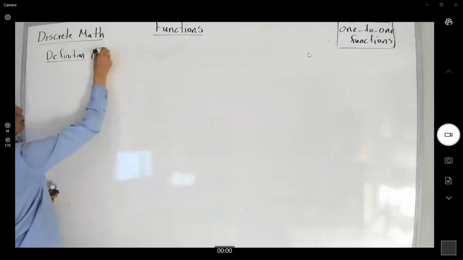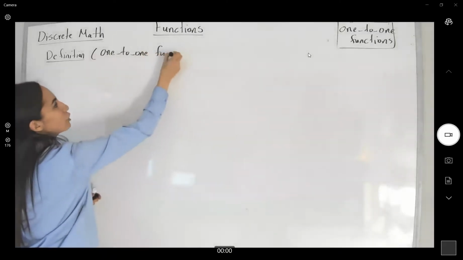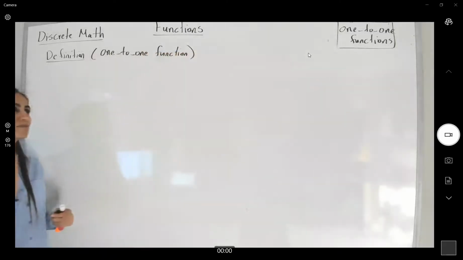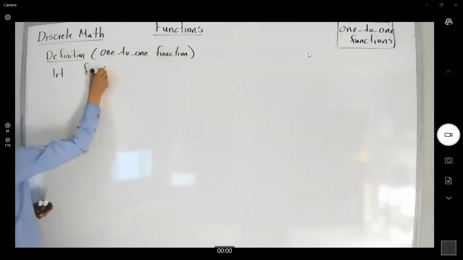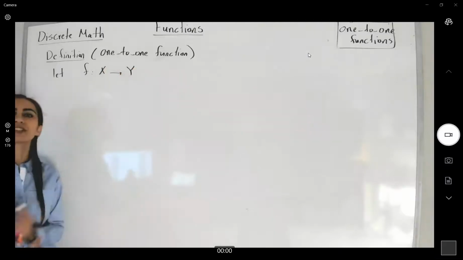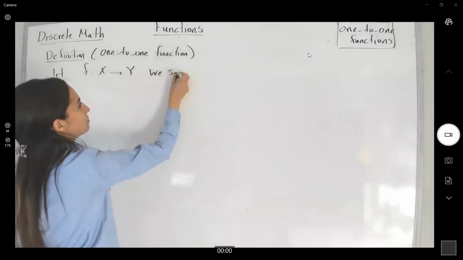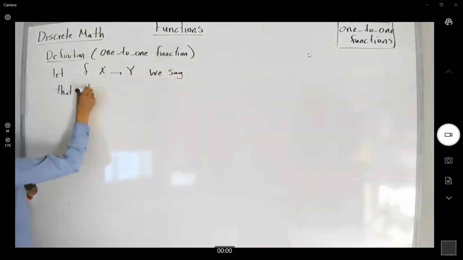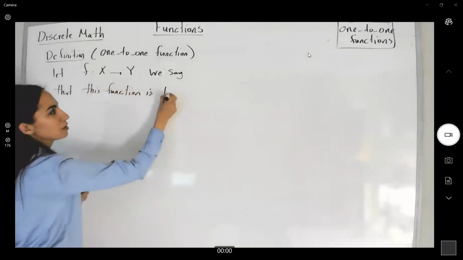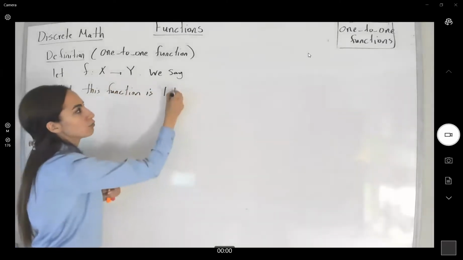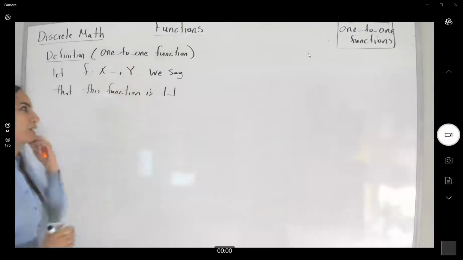Definition of one-to-one function. Well, suppose you have a function like f. Let f map set X into set Y. We say that this function is one-to-one. We write it as 1-to-1 instead of just writing it out every time.